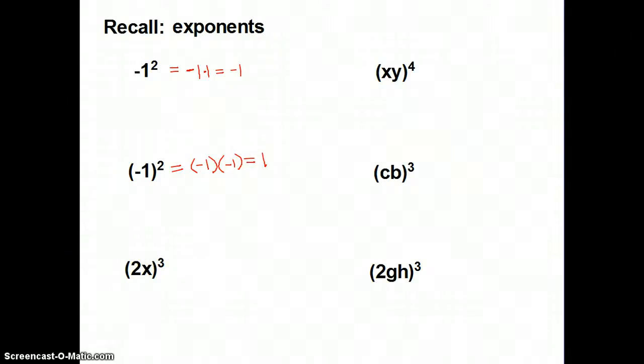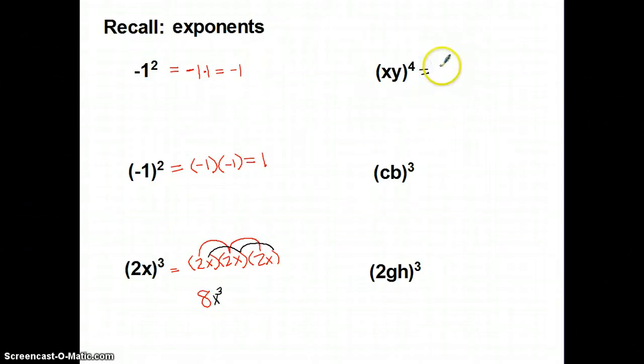2x all raised to the third power, similarly to the one above, we want to take the whole base of 2x and raise it to the third power. So I have 2x times 2x times 2x. Now we multiply our coefficients. 2 times 2 times 2 is 8, while x times x times x is x to the third power. So this ends up being 8x to the third power.